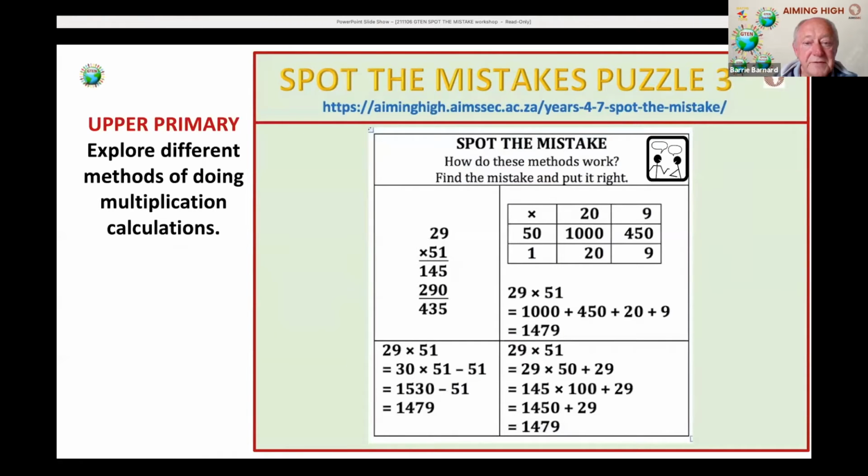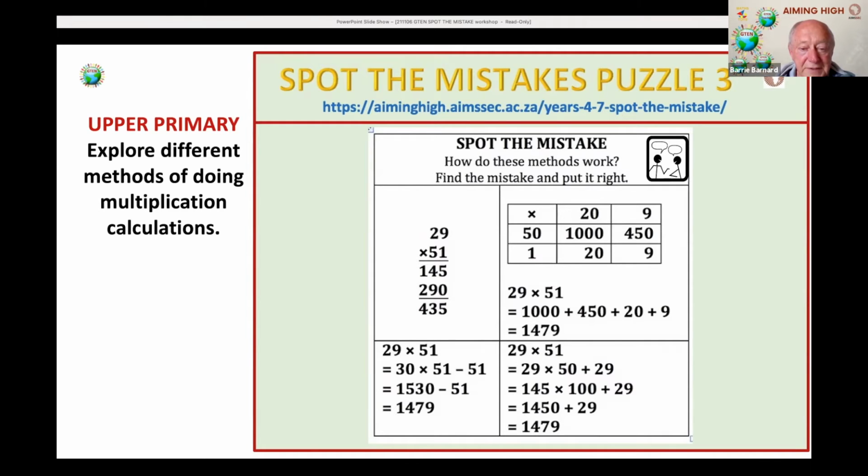Yeah, so this is the third puzzle where we have to spot the mistake. Well, here again, you've got the area method of multiplication. The table works always well.